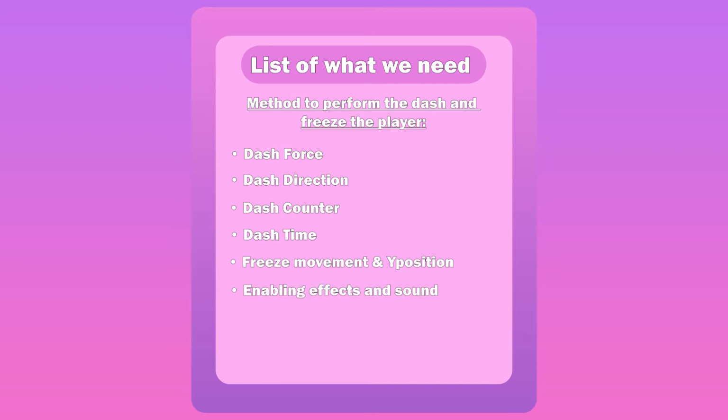The second part of the mechanic is all about enabling the player movement again after the dash and stopping the effects. An easy way to do this is to set up a new method that we can invoke from the dash method within a set time. And now, when we have all this written down, we can start transferring our ideas into actual code and components in our project.